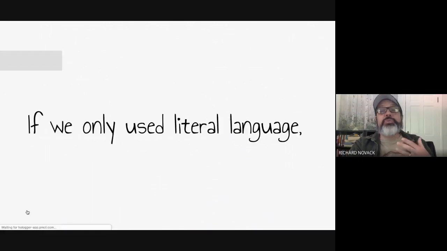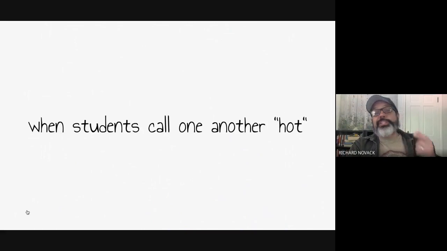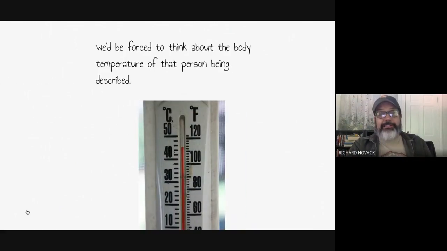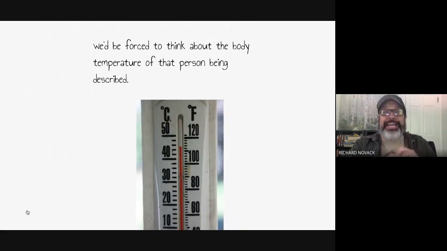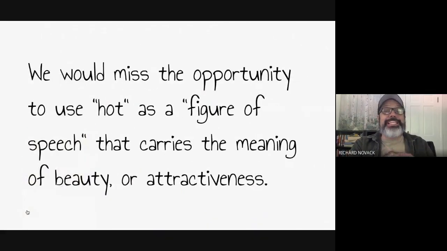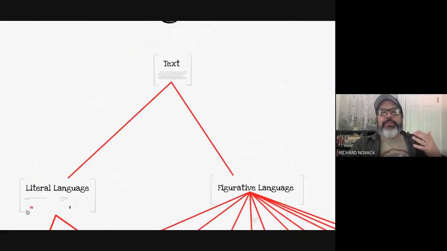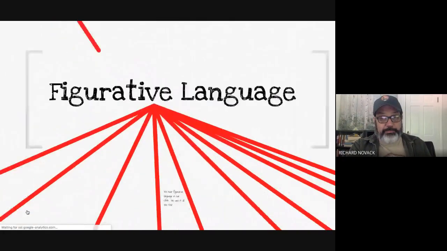If we only used literal language, for example, when students call one another hot, we'd be forced to think about the body temperature of the person being described. We would miss the opportunity to use hot as a figure of speech that carries the meaning of beauty or attractiveness. That's just lame, folks, right? Figurative language is hardwired into what we do as an animal. We as an animal do figurative language, and you know how to understand it without me even teaching you about it.